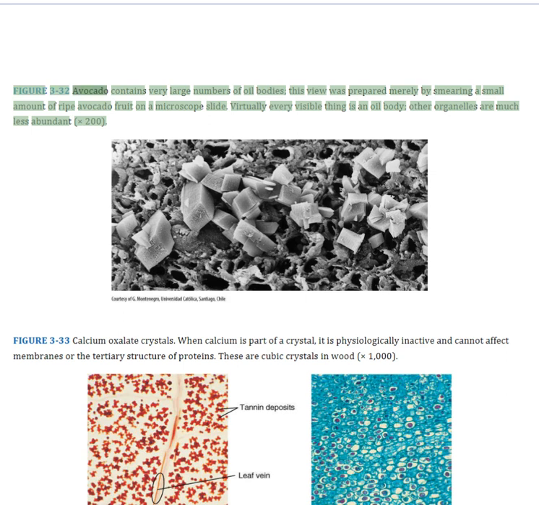Figure 3.32: Avocado contains very large numbers of oil bodies. This view was prepared merely by smearing a small amount of ripe avocado fruit on a microscope slide. Virtually every visible thing is an oil body. Other organelles are much less abundant.